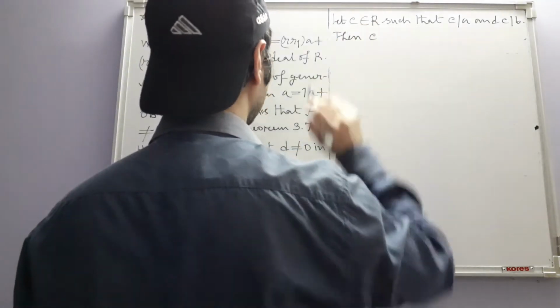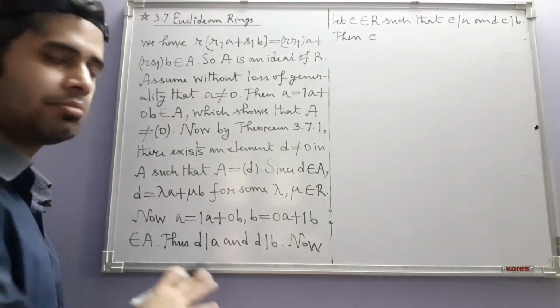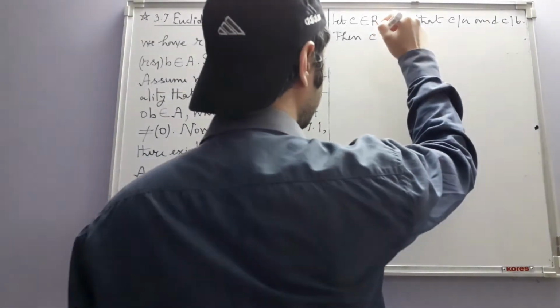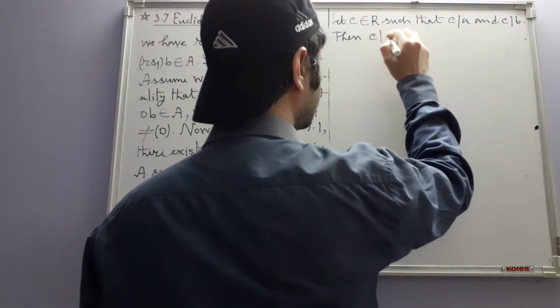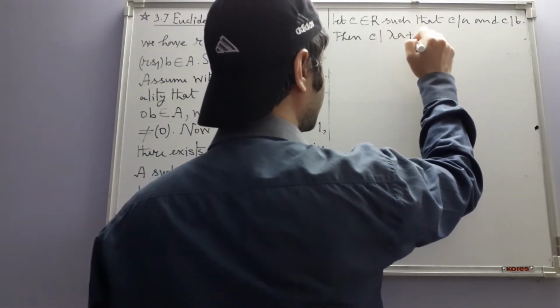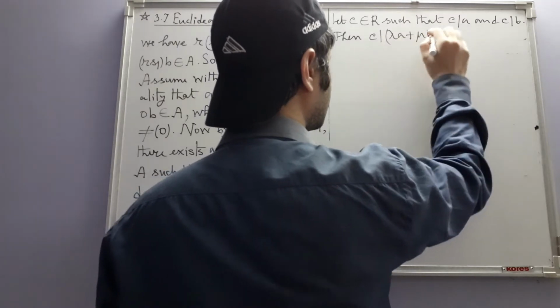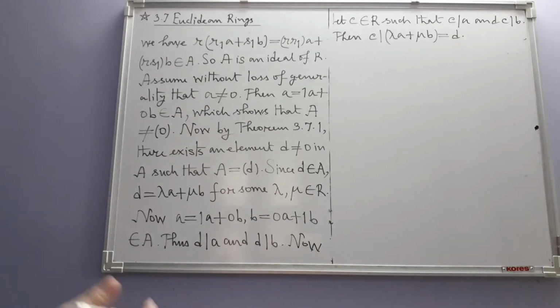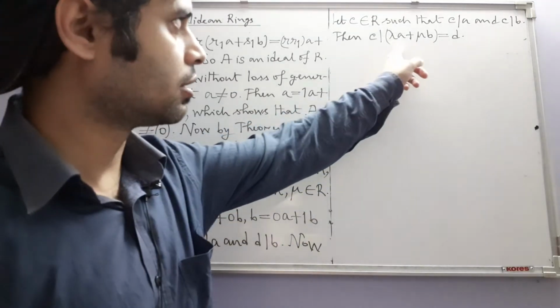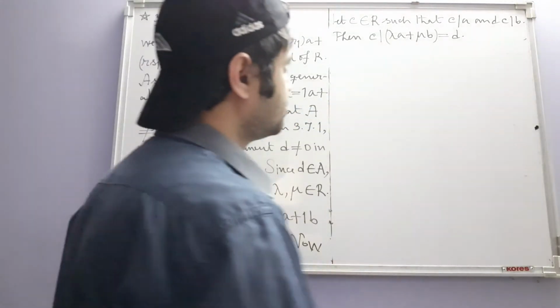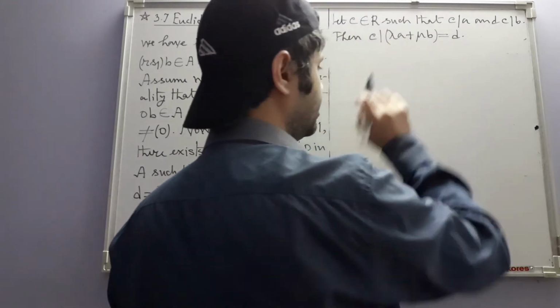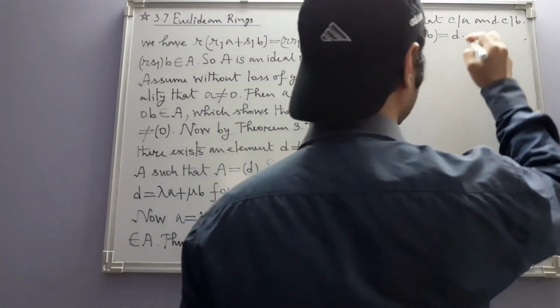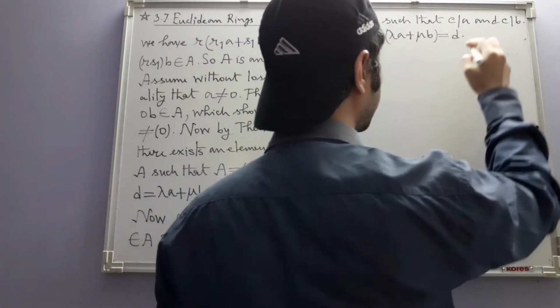Then by the remarks on divisibility we have this: C divides lambda A plus mu B, and that is nothing but D. So that tells us that D is the greatest common divisor of A and B. Moreover, D has the required form. D appears as a linear combination of A and B with coefficients coming from the ring.